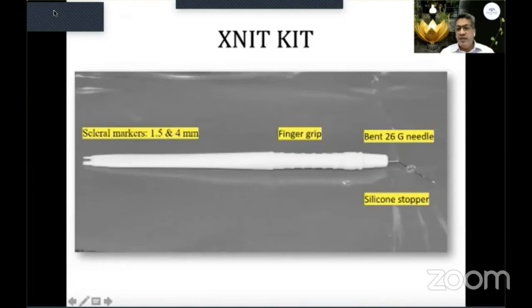You have a nice finger grip. It's a 26 gauge needle, which is bent at exactly 40 or 45 degrees, where you need the bend for comfortable exteriorization. And you can see now the stopper is a double stopper. So it is placed in such a way that even if you lose the haptic on one side, still the other end is intact. So that's another brilliant idea, which is now in this XNet kit.